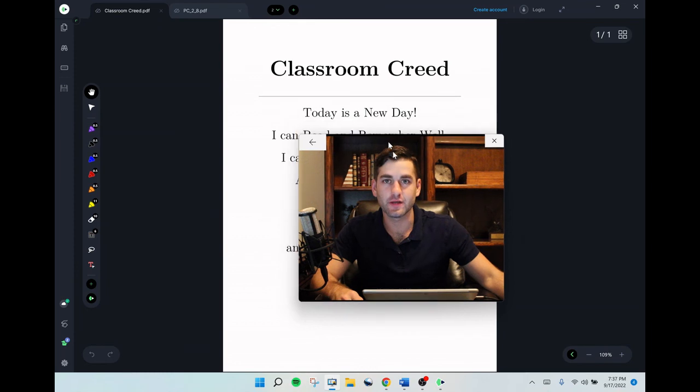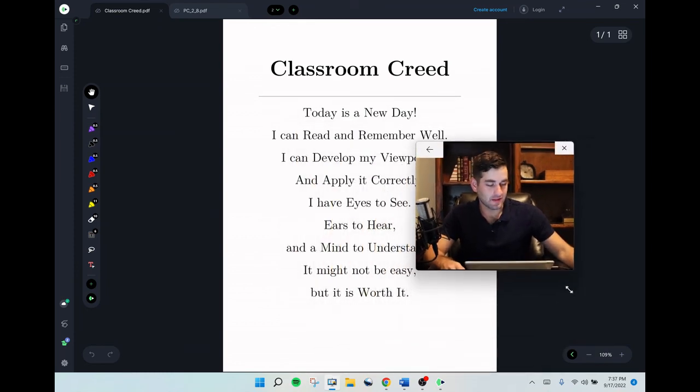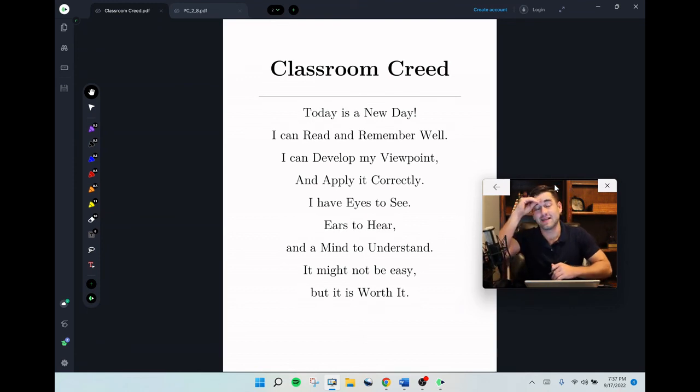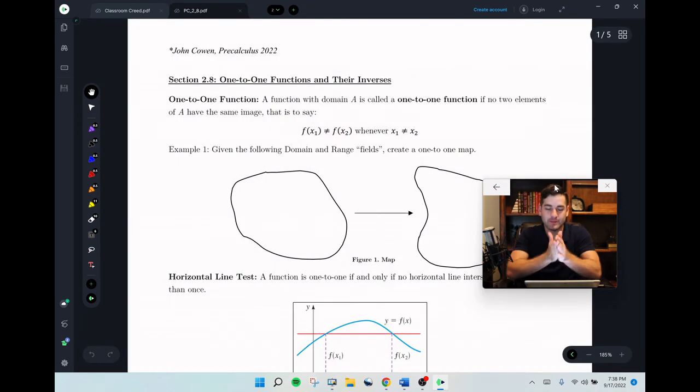I'll start with our creed. Don't forget, you say the creed, you pass the class. You don't say the creed, you probably don't pass the class. Today's a new day. I can read and remember well. I can develop my viewpoint and apply it correctly. I have eyes to see, ears to hear, and a mind to understand. It might not be easy, but it's worth it.